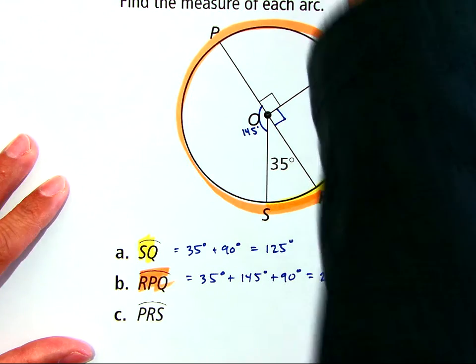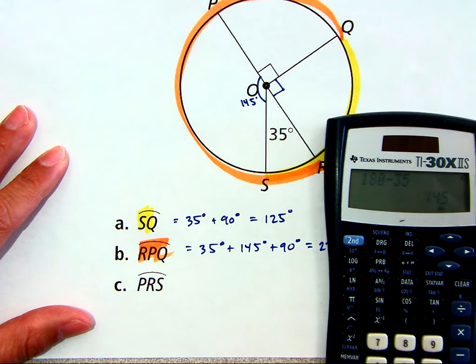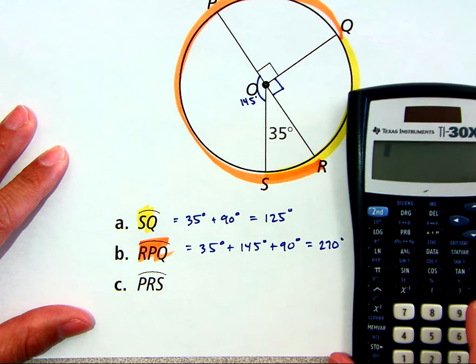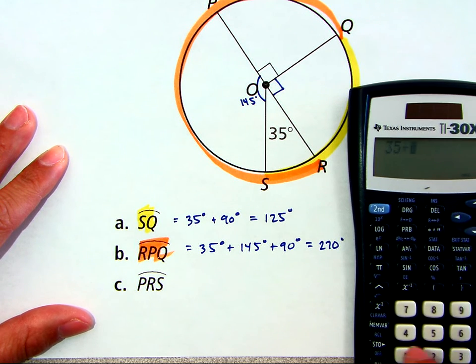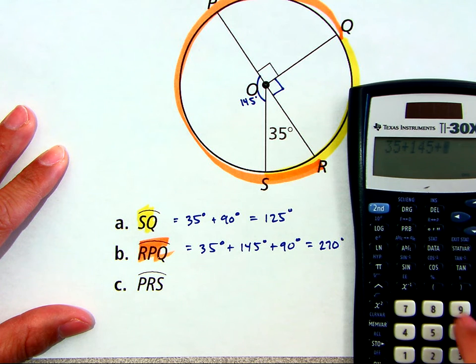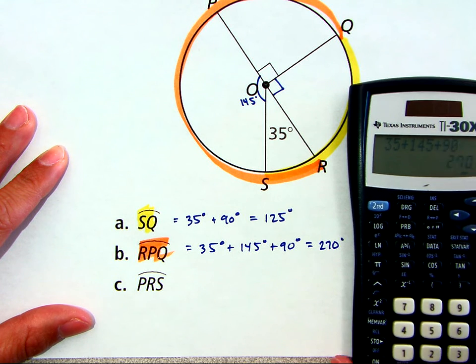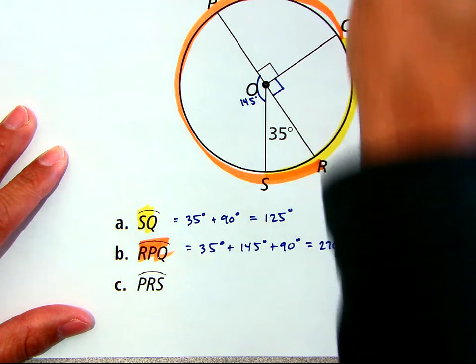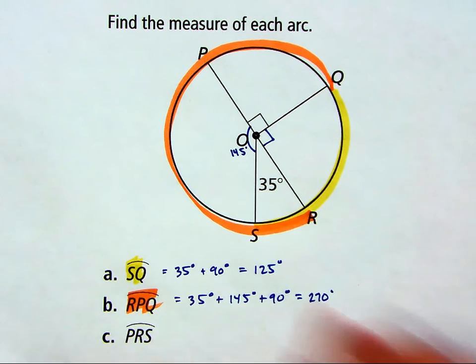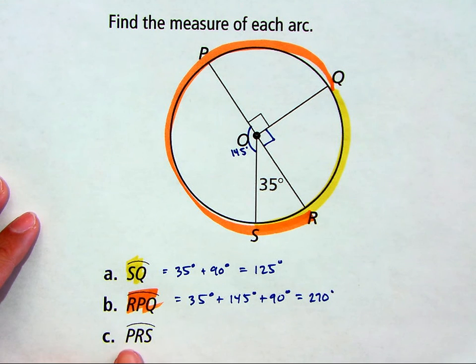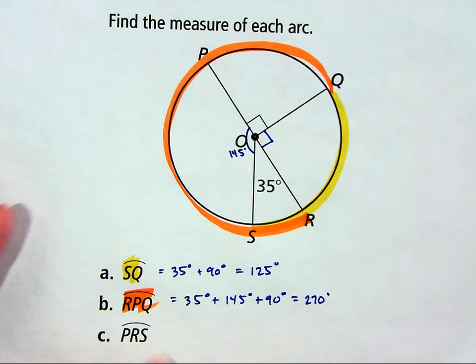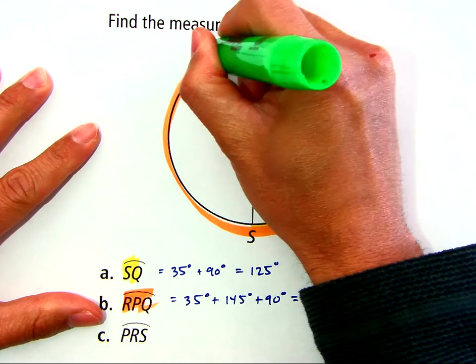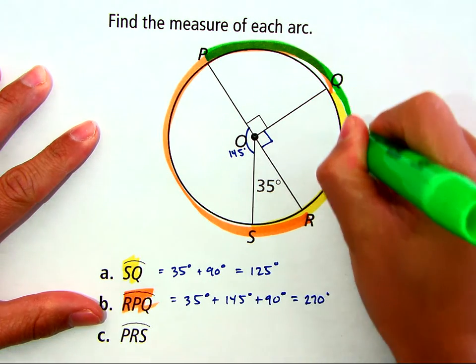But just to convince you, we'll go ahead and add the three angles anyways, to show you that it should add up to 270. So 35 plus 145 plus the other 90 degrees, bingo, 270. The final arc is going to be arc PRS, so starting at point P, ending at point S, passing through point R. Okay, PRS, so that's going to be this one right here.